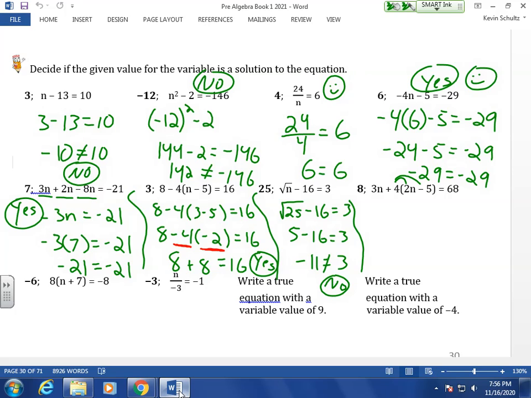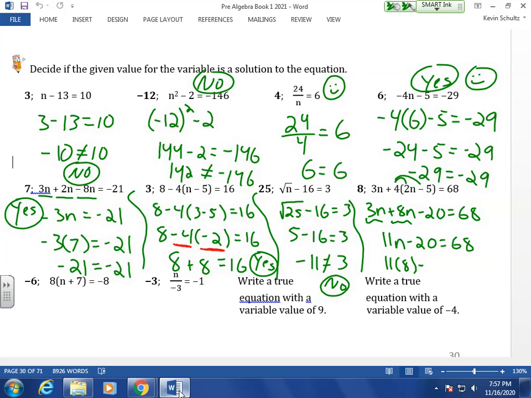So distribute the 4. So I get 4 times 2n, which is 8n. 4 times negative 5, which is negative 20. That equals 68. Now I can combine my like terms, 3n and 8n, combine to give me 11n, minus 20 equals 68. I can plug in that 8 at this point.